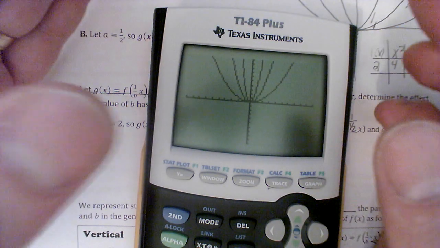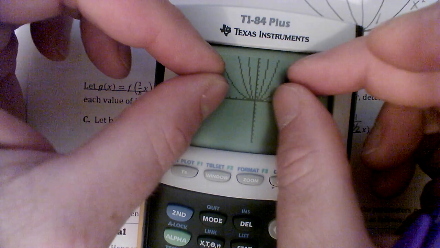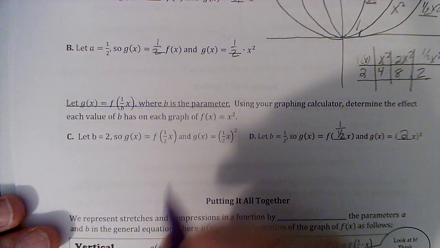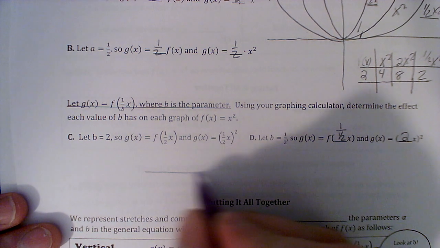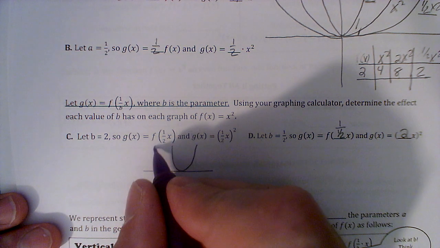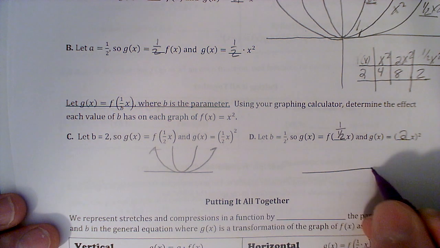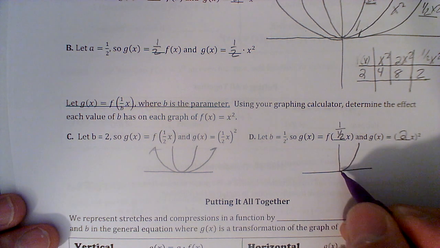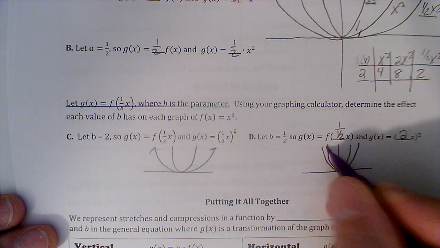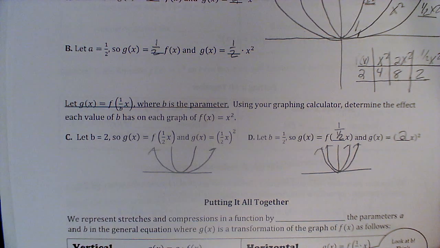So what we're talking about when we do b is either a horizontal stretch, which means I get longer or I get stretched out horizontally, or a horizontal shrink. Alright, so this one right here, if this was my parent function, the b is 2, it gets stretched out horizontally. This one right here, if that was my parent function, it gets compressed, or it's a horizontal shrink.